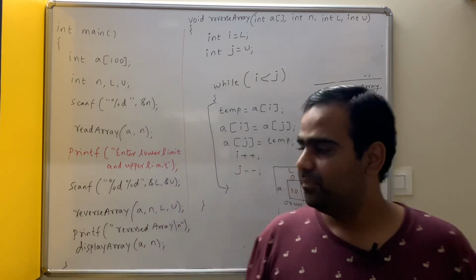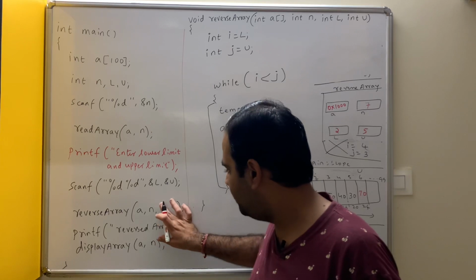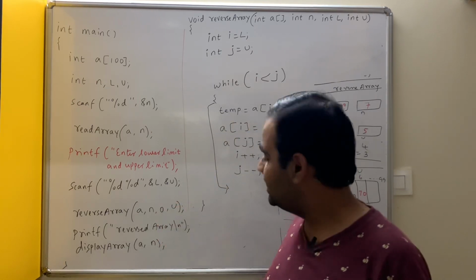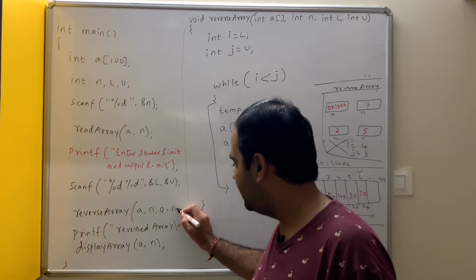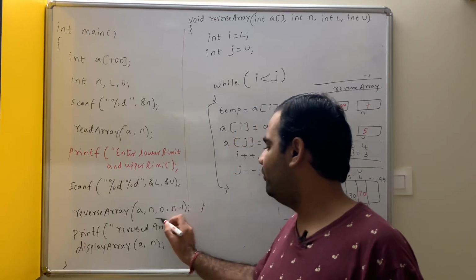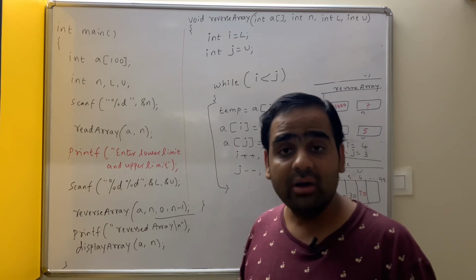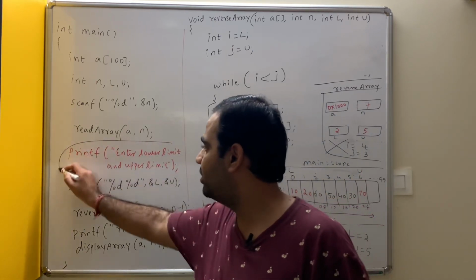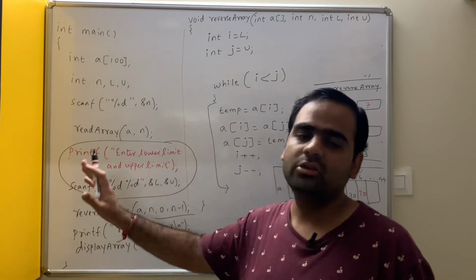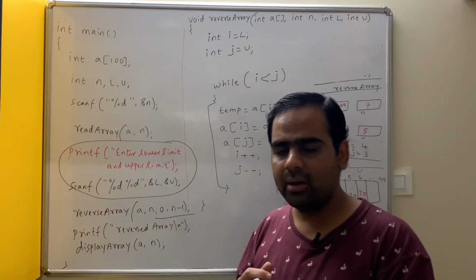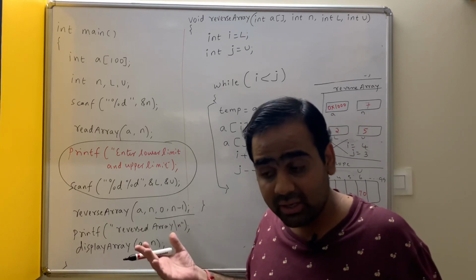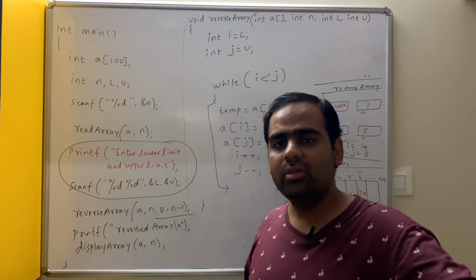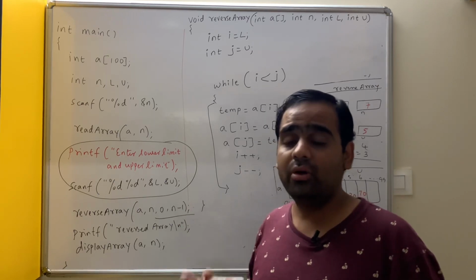n minus 1. Therefore, instead of L, it should be 0. Instead of u, the upper limit should be n minus 1. And if you write this way, this will reverse the complete array. And if you want to reverse the complete array, these two lines should not be written, because lower limit and upper limit are not input to the program at that time, because lower limit is by default 0, upper limit is n minus 1, because we want to reverse the complete array.